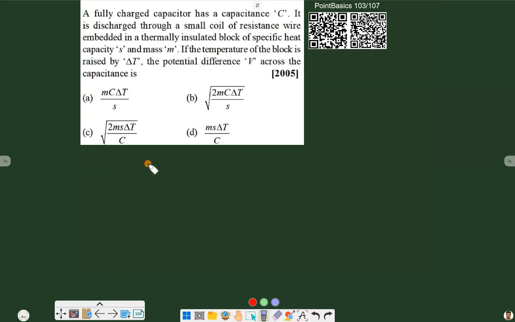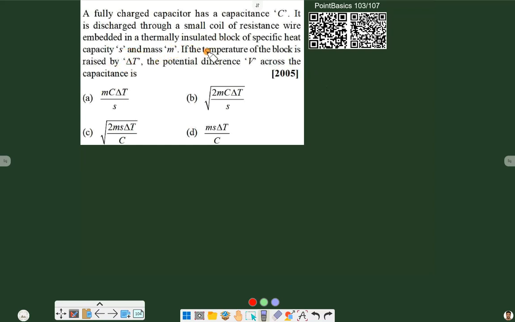Now next question. A fully charged capacitor has a capacitance C. It is discharged through a small coil of resistance wire embedded in a thermally insulated block of specific heat capacity S, mass M. The temperature of the block is raised by delta T. The potential difference V across the capacitance is. So it is simply mentioned that when this capacitor is discharged, due to its discharge there is some current flowing, and due to that current, that thermally insulated block's temperature is raised by delta T.